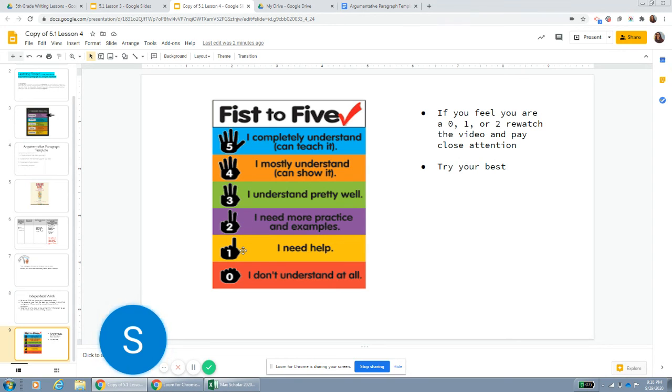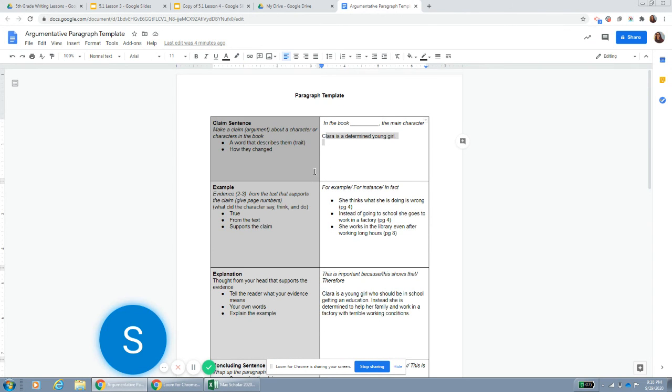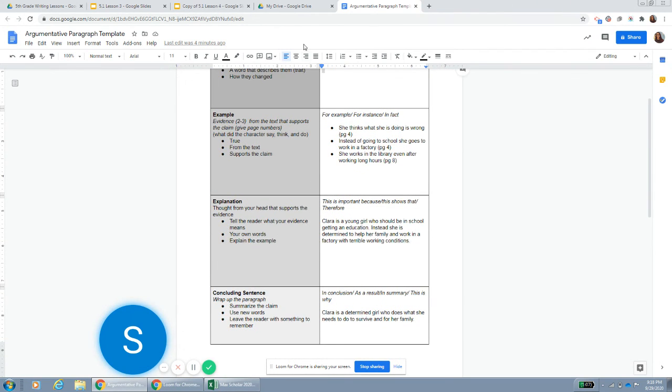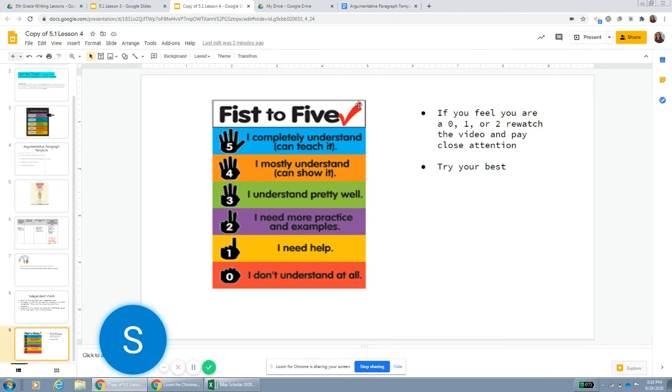Now that I modeled how to use this tool, the graphic organizer template, I want you to think where you fall in the fist to five. You can write it in the chat box or just kind of think about it to yourself. If you feel you are a 0, 1, or 2, re-watch this video and pay close attention. Try your best. Sometimes writing can seem a little hard, but when we stop and just take our time, we see it's not as hard as we think. Good luck.